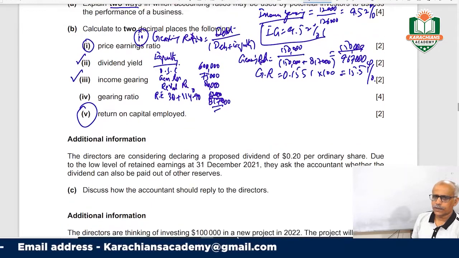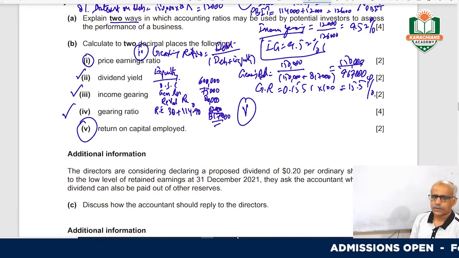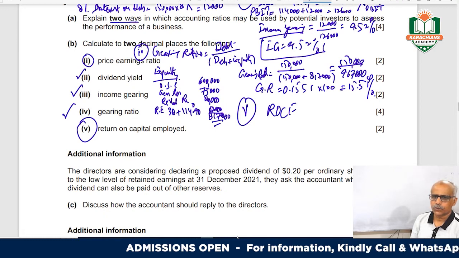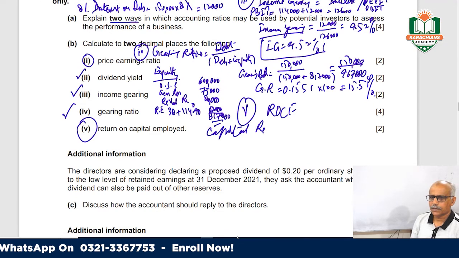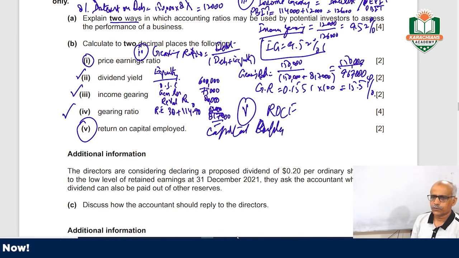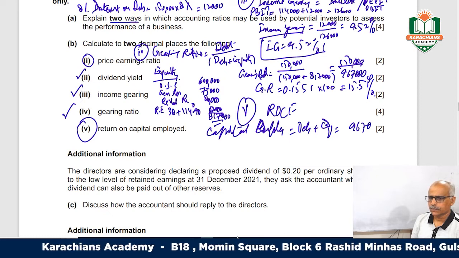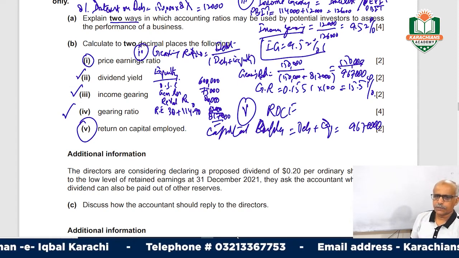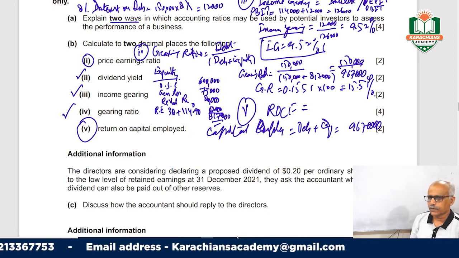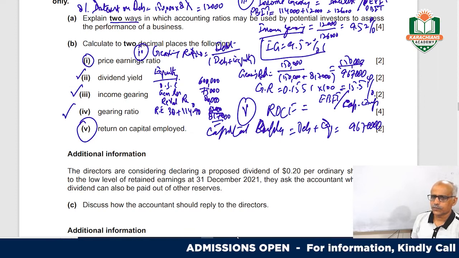Return on capital employed, the last one. Capital employed is what? So this one also is done. Your capital employed is this one, which is debt plus equity, and you got it as 967,000, right? So 967,000, and earning before interest and tax you already have. The formula for return on capital employed is earning before interest and tax divided by capital employed.